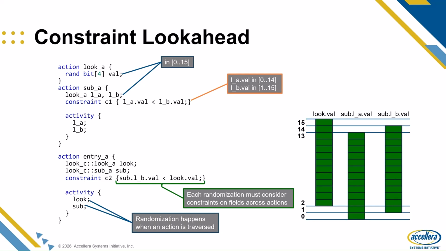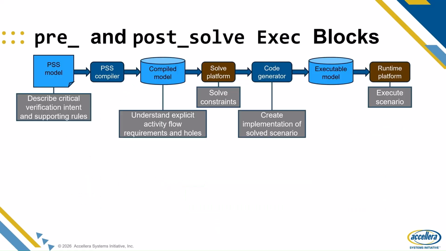So even though sub isn't randomized until after look, the solver must look ahead to sub to know all the constraints that will affect the values it can use to generate the look.val field. This look ahead also applies to inferred actions that get traversed in the activity.